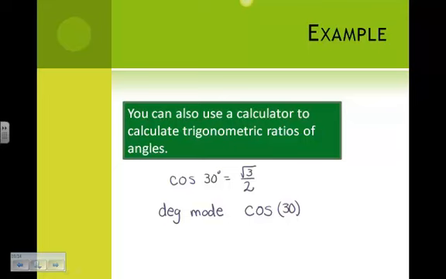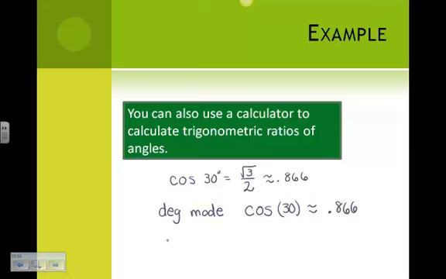So I'm typing that in right now. Cosine 30, close my parenthesis, and I am pressing enter. Now when I press enter, it gives me approximately 0.866 as my answer. But then when I go to my calculator and I type the square root of 3 divided by 2, that's also approximately 0.866. So practice finding these on your calculator.